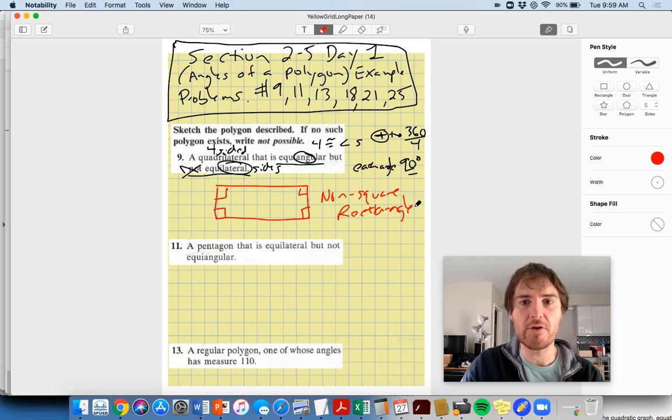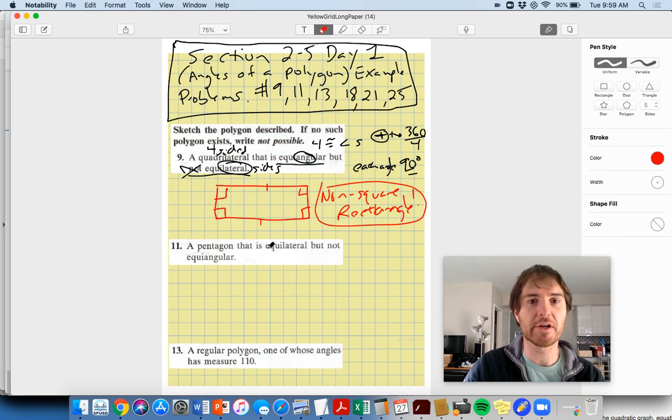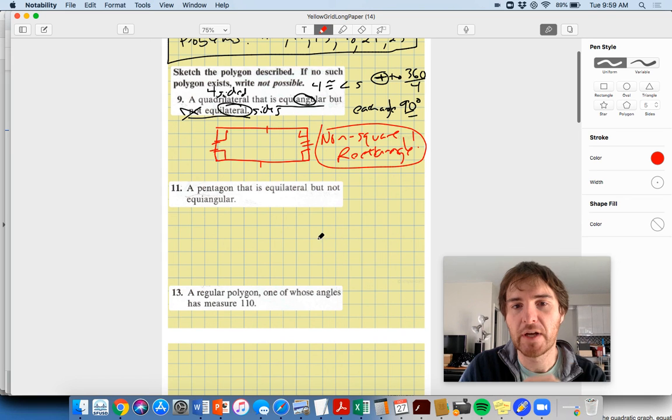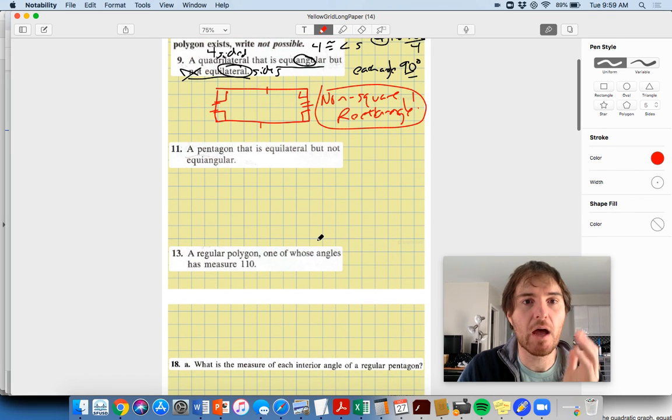Okay, so you just got to find the situation that's being described right here. I got 4 sides. Sure, those are congruent, but these aren't congruent to those 2. So they're not all, and we're good to go, I guess. Let's move on. Anyways, pentagon is equilateral, but not equiangular.